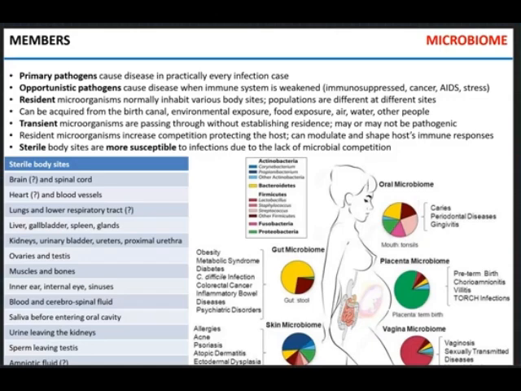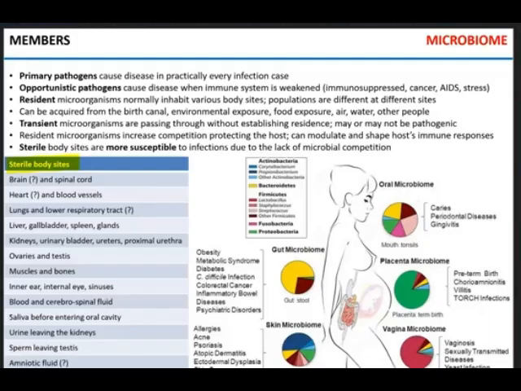Okay, let's talk. So we all have microbiomes. We have body sites that are not sterile. We also have body sites that are sterile.